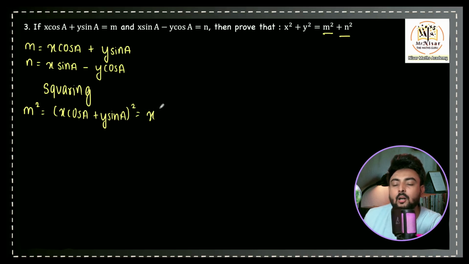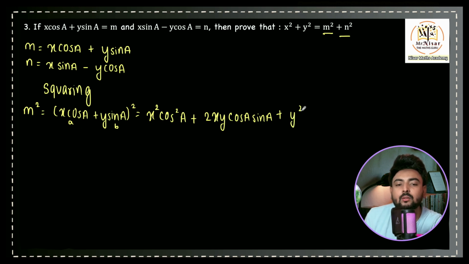how will you do the square? A plus B whole square. So A square, x square cos square A, plus 2 into AB, 2 into xy cos A into sin A, plus B square. See, this is your A and this is your B. So just apply the A plus B whole square formula.